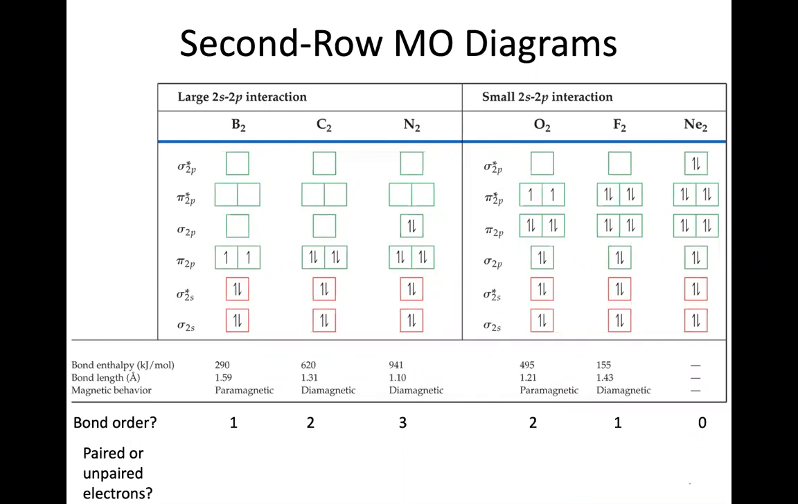We want to know how bond enthalpy, bond length, bond strength, and bond order all fit together. Now, as far as whether they have paired or unpaired electrons, I see B2 has 2 unpaired electrons.